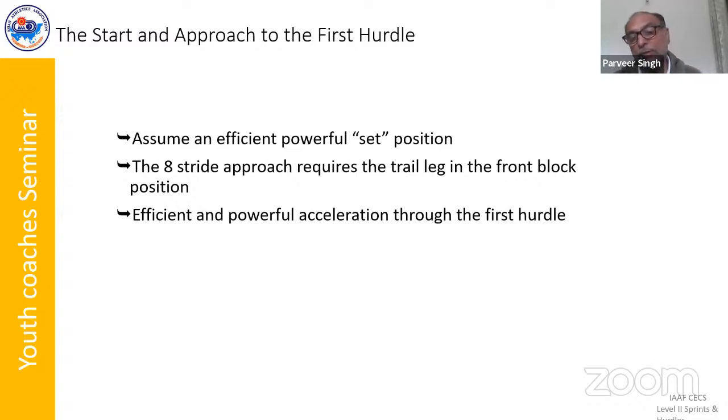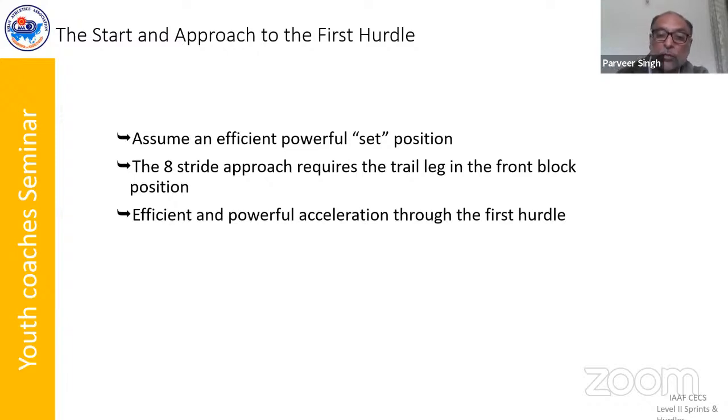Efficient and powerful acceleration through the first hurdle is needed, because unlike sprinting, where the sprinter gets the maximum distance for acceleration, it is not the same in hurdles. Here the hurdler has to accelerate within that first distance. In the 110 meter hurdles, it is 13.72 meters. Not only does he have to achieve maximum possible velocity, but he has to raise his upper body as compared to a sprinter, because he has to prepare for the takeoff also.